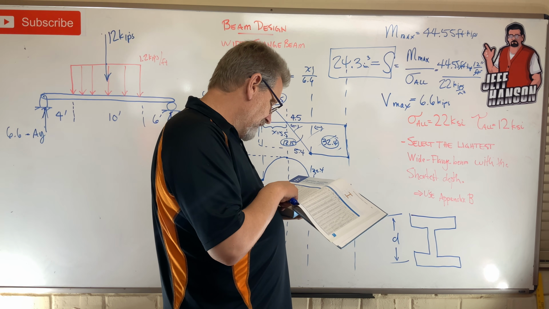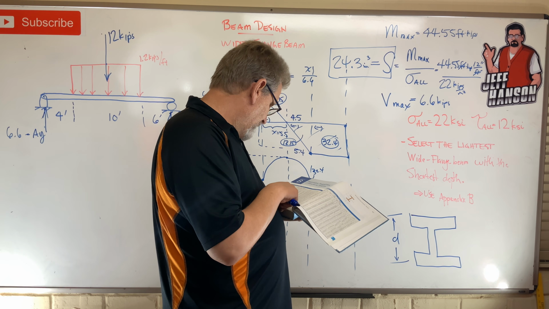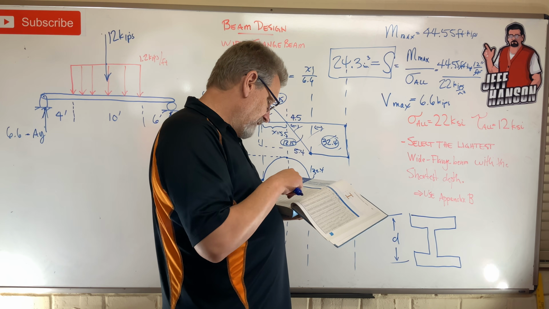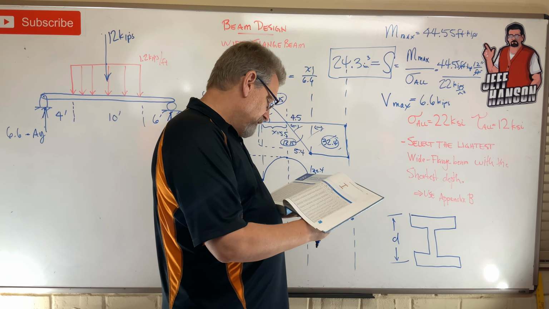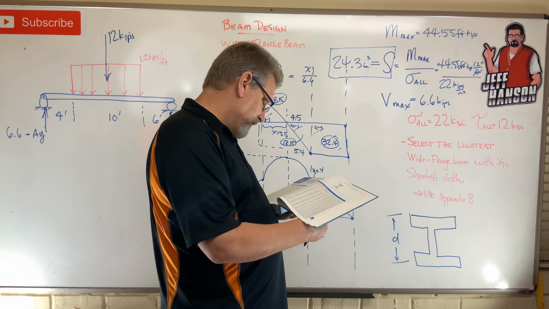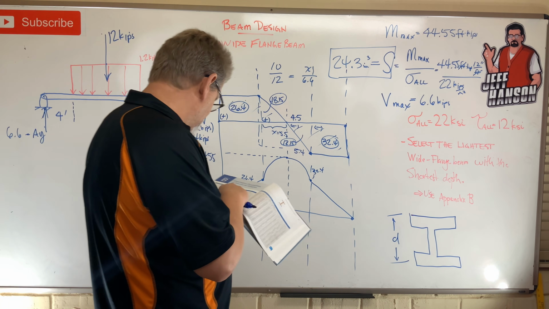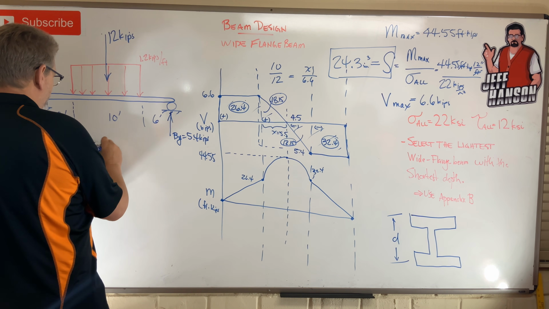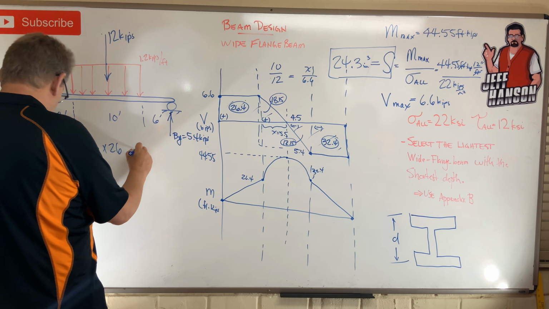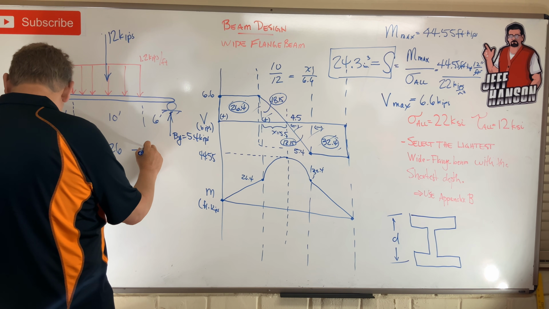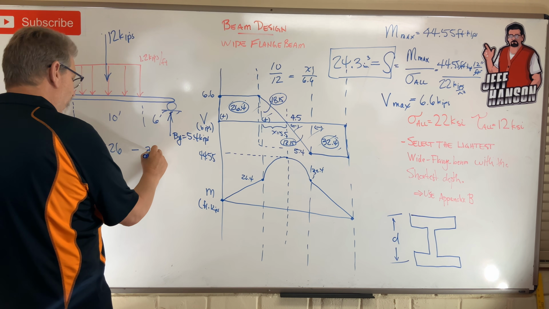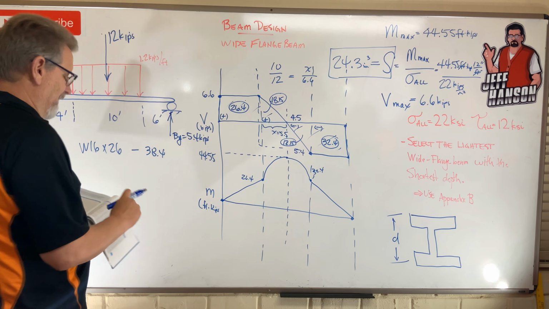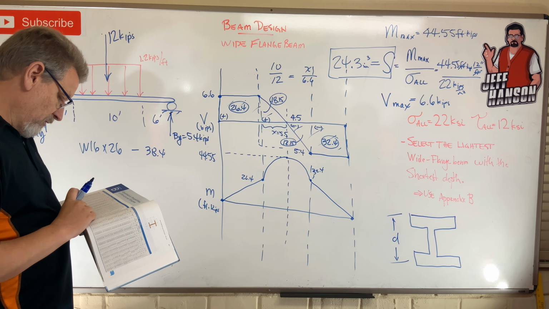And let's see here. Well, the smallest that one goes, that's pretty big still. I got myself a W16 by 26, and that is a 38.4. That's way bigger, isn't it? Okay. Keep going.